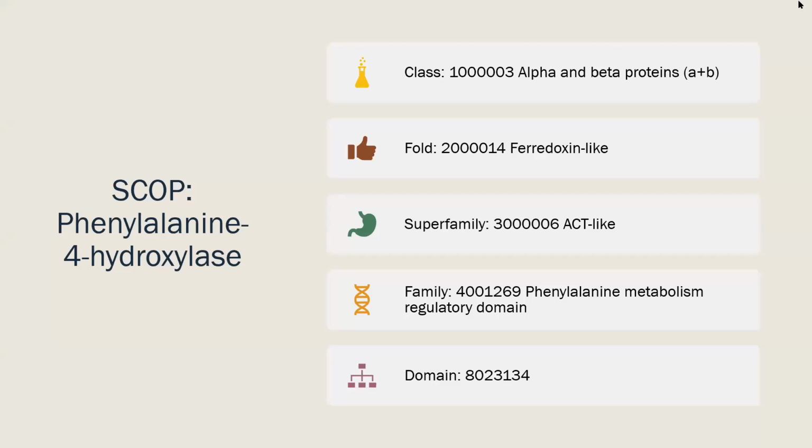According to SCOP, its class is an alpha and beta protein, so A plus B. The fold is ferredoxin-like, the superfamily is ACT-like, the family is phenylalanine metabolism regulatory domain, and the domain is the specific phenylalanine 4-hydroxylase.